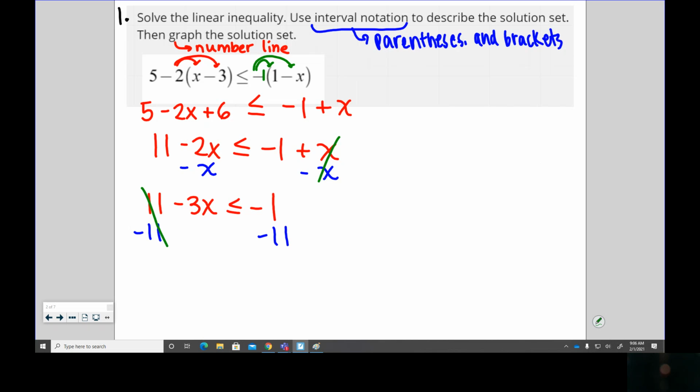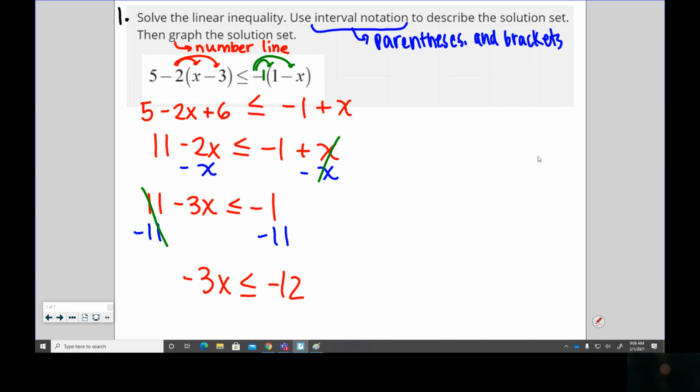So it cancels out over here. We have -3x less than or equal to -12. Notice I'm just being really careful to rewrite my inequality every time. It's easy to accidentally replace that with an equal sign in the middle of the problem. So just make sure you're being really careful rewriting that correctly every time.